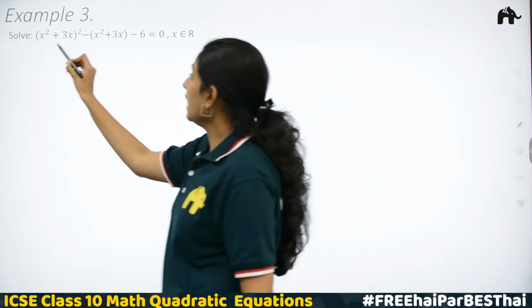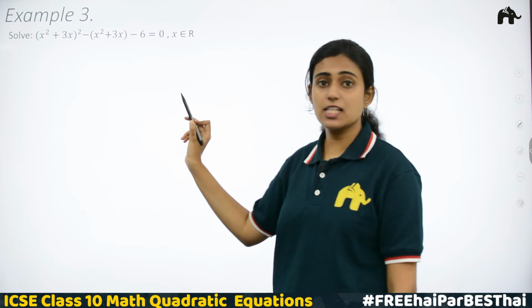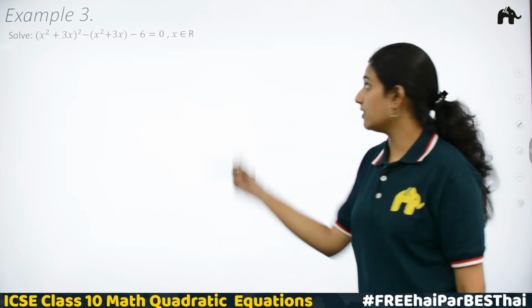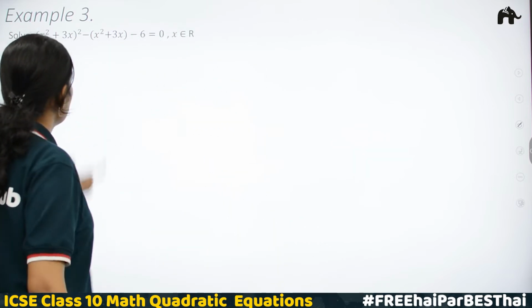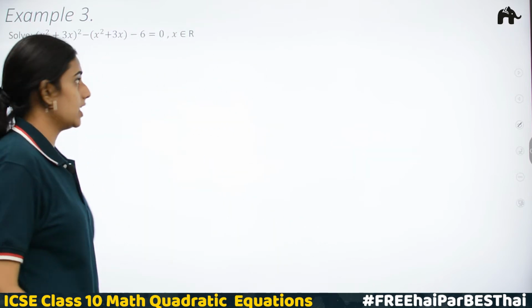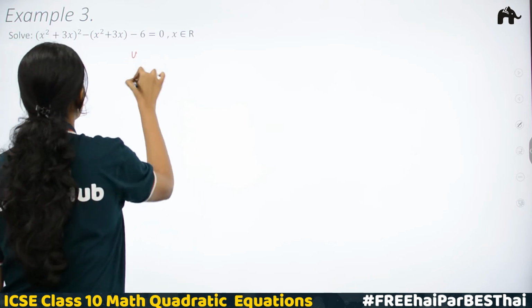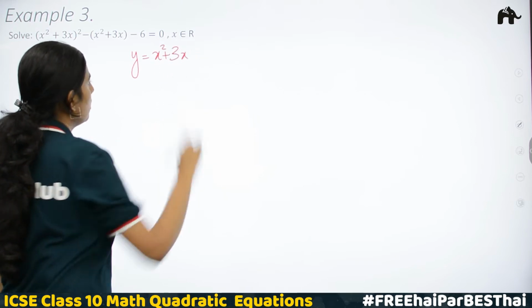Solve (x² + 3x)² − (x² + 3x) − 6 = 0 such that x belongs to R, given x is a real number. Now, what is the substitution? We have to put y = x² + 3x.